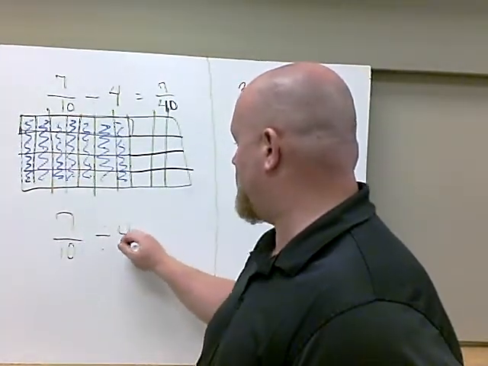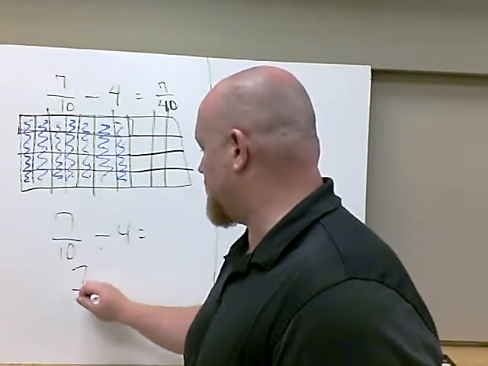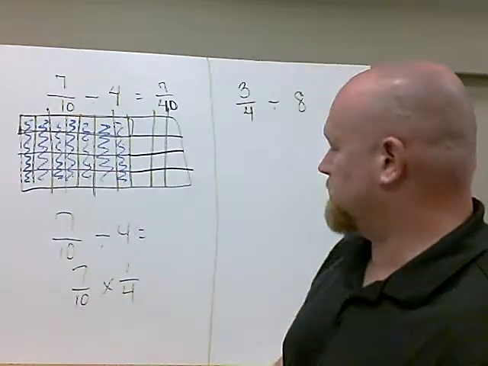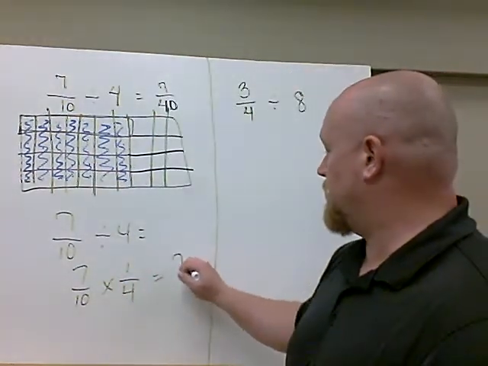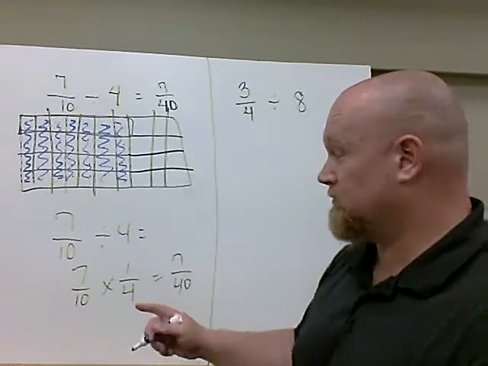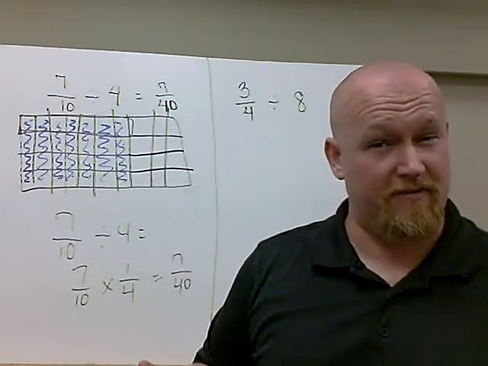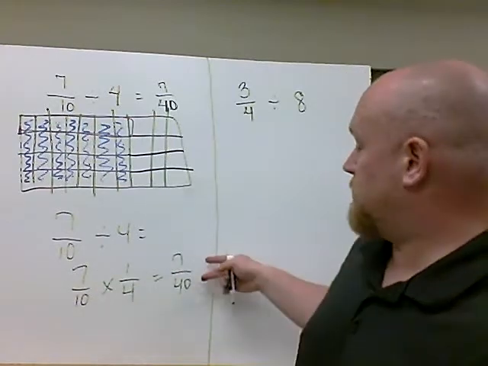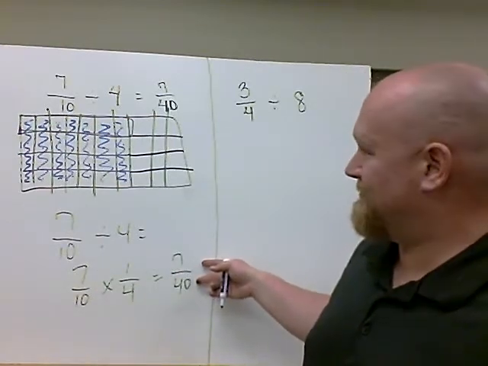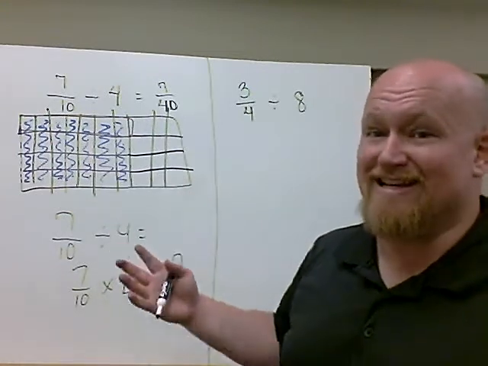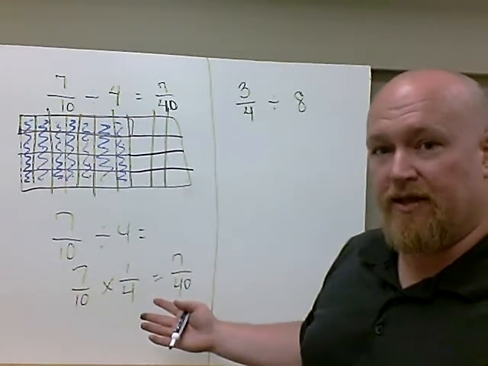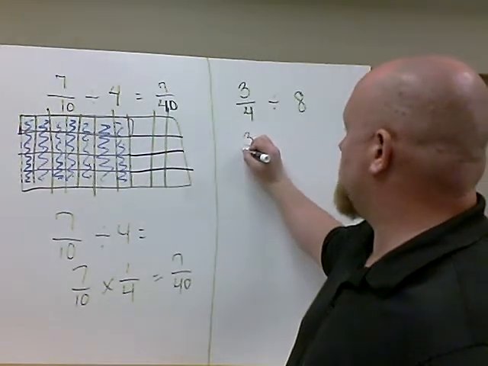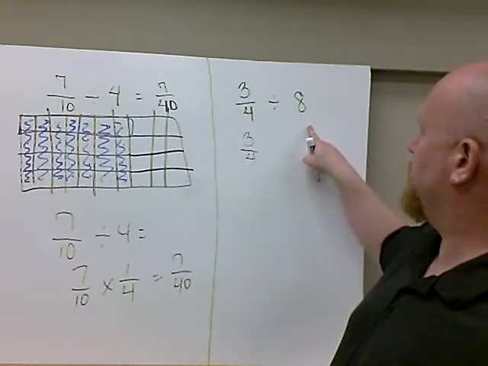7/10 divided by 4 equals 7/10 multiplied by the inverse, or the reciprocal, which equals 7/40. Now, 40 is not a prime number, but 7 is. 7, 14, 21, 28, 35, 42. This is in its lowest terms. That model's really messy, so we've got to eventually trust the efficiency of the standard algorithm. So let's do it again. No model this time. Standard algorithm.